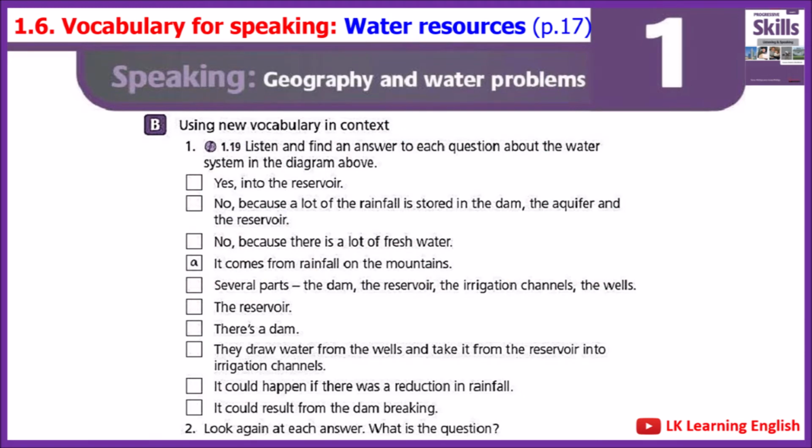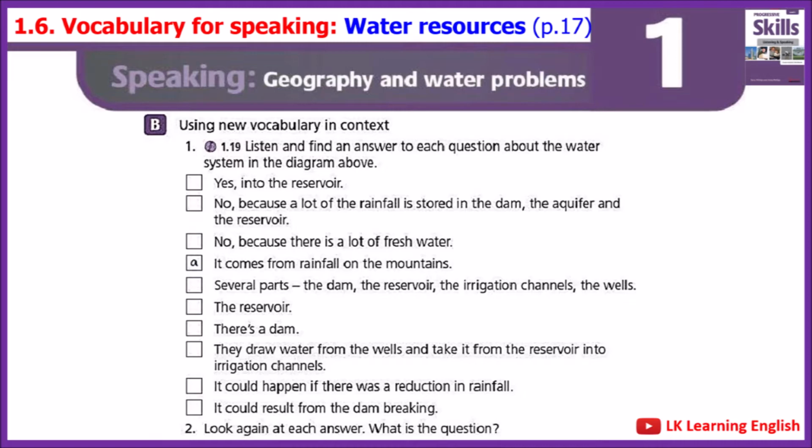1.19 Exercise B1. Listen and find an answer to each question about the water system in the diagram above. A. What is the source of the water in this system? B. What is upstream of the town? C. Which parts of this water system could leak? D. How do people extract water from this system?